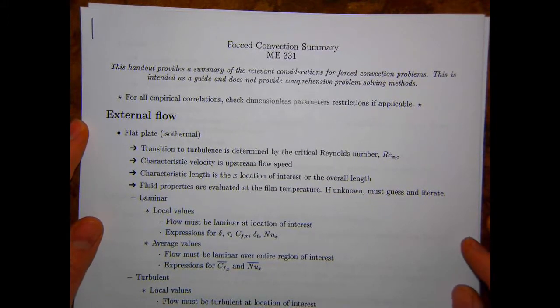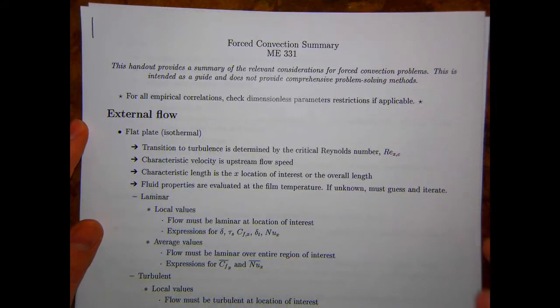So first of all, if you have a forced convection problem, you should figure out if it's external flow or internal flow. It's going to be very different conditions. So for external flow, there are 3 situations that we considered. We talked about a flat plate, a cylinder in cross flow, so flow moving perpendicular to the cylinder axis, and then a sphere, where the wake dynamics and the boundary layer development are similar to a cylinder in cross flow.